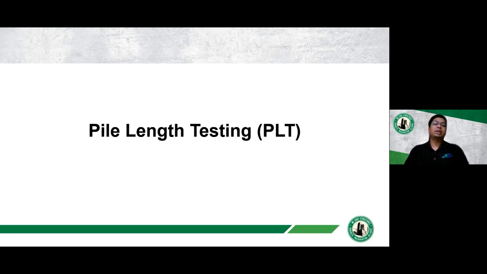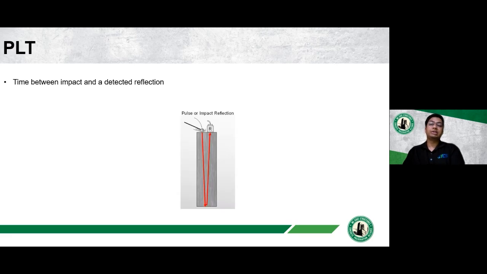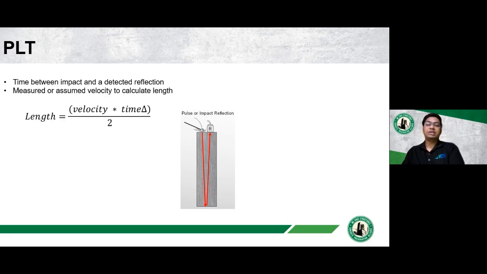The next acoustic technique is pile length testing, or PLT, which measures the time between the impact and the detected reflection to get the length measurements on the bridge piles or any piles for that matter. But for this technique to work, we either assume a velocity of the material being tested, or we measure the velocity with a known thickness. More often, this technique is also called pile integrity testing. It's the same technique and uses the same concept.